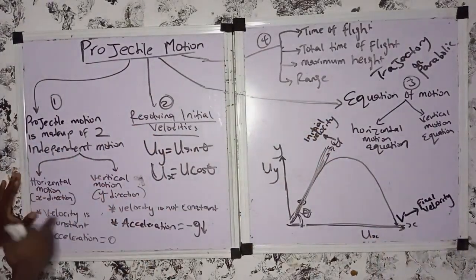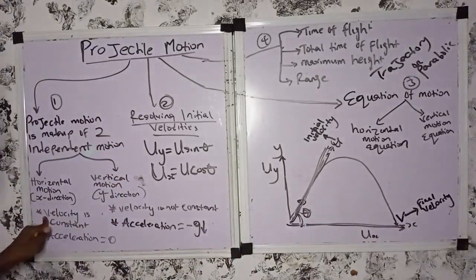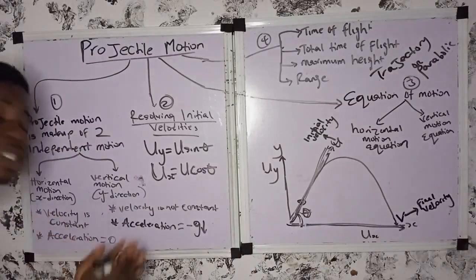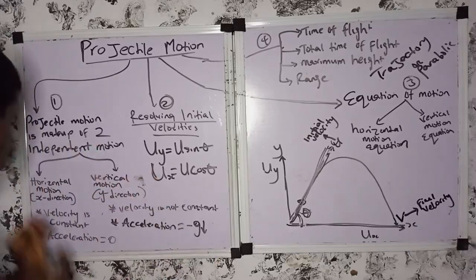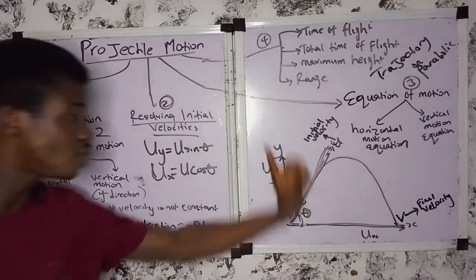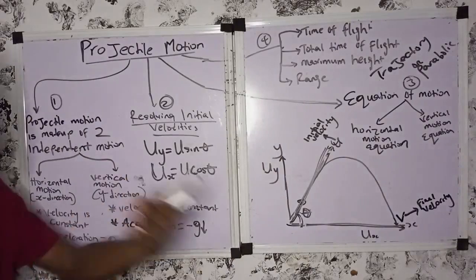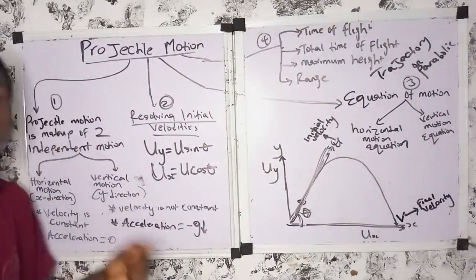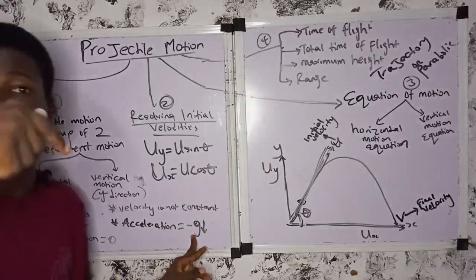Now, in the horizontal motion, which is the x direction, the velocity is constant. Yes, very important, the velocity is constant. Then acceleration is 0. So in the horizontal motion, there is no acceleration acting on the body. But in the vertical motion, that is motion in the y direction, velocity is not constant. The velocity changes with time. The vertical motion has an acceleration, and that acceleration is what? g. And we all know that g always acts downward.